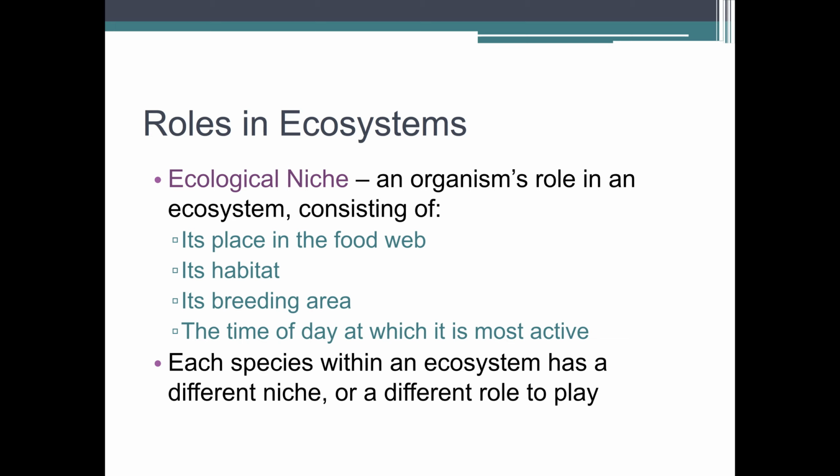Okay, if they had the same niche, then they'd always be fighting for the same food if they ate the same thing, for the same habitats, same breeding areas, and then again the time of day in which they're most active. And so that's why you sometimes see similar places in the food web, but one hunts at night, one hunts during the day, and so there's less crossover.